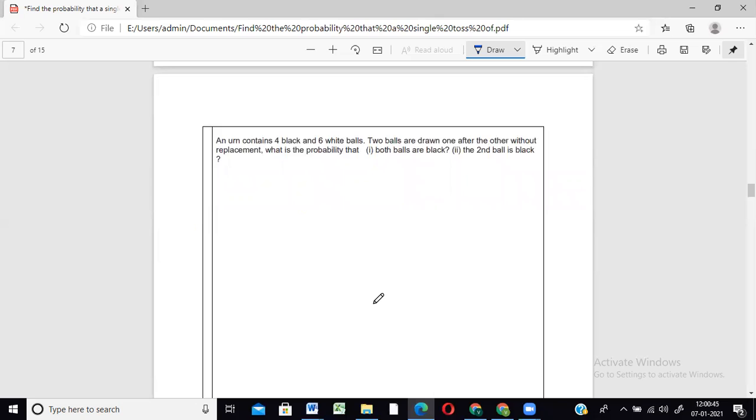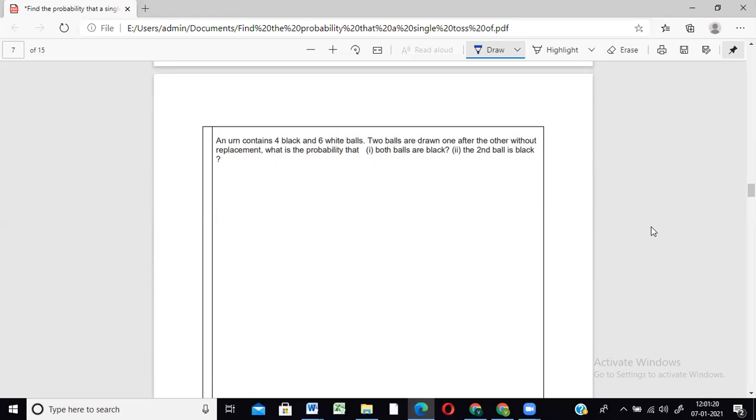Okay. And next one also, let us do this one. An urn contains 4 black and 6 white balls. Urn is nothing but, say, a very big container. Okay, it contains 4 black and 6 white balls. 2 balls are drawn one after the other without replacement. Okay, without replacement. What is the probability that both balls are black? The second ball is black.